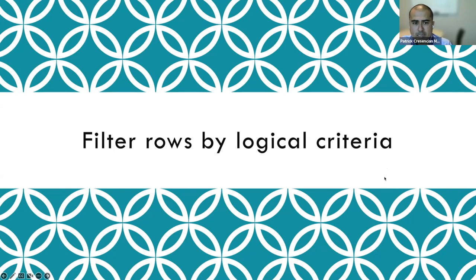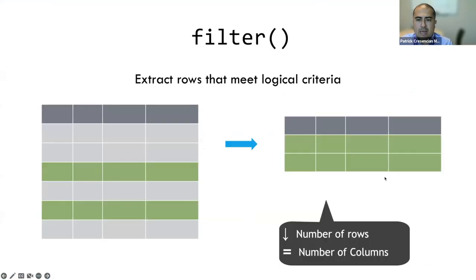So filter is the next function that we'll cover, that is a little bit more interesting. And so the idea behind filter is that you can extract specific rows from your data frame that meets some logical criteria. And so the output when you use filter is that you expect to have a data frame. If you were to take the output from filter and put it into a new object, you'd have an output that has the same number of columns, but a smaller number of rows.